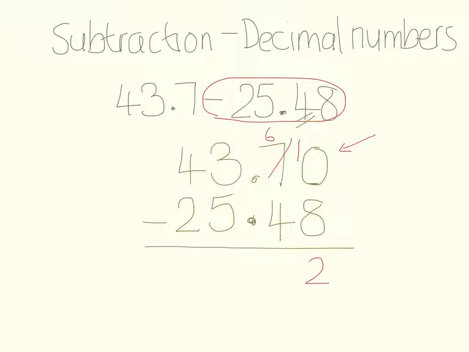I'm then going to move to the next column. 6 take away 4, well 6 is bigger, so I can take away 4 easily. That would leave 2. I've then got my decimal point.